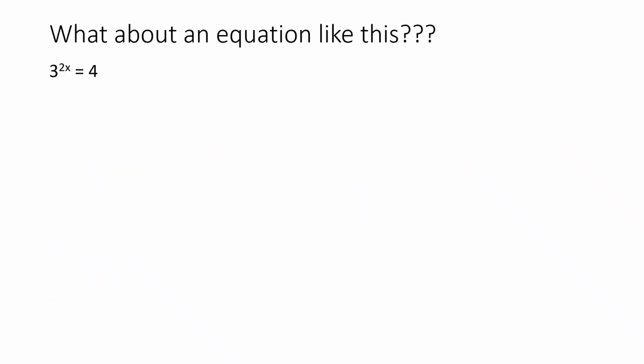So what about an equation like this? Now I've got 3 to the 2x is equal to 4. And I cannot use that first strategy because I cannot write 4 as a power of 3, and I cannot look for a smaller number since 3 is already prime. So 3 to the first power is 3, 3 squared is 9, and I'm looking for something that is going to give me a 4.